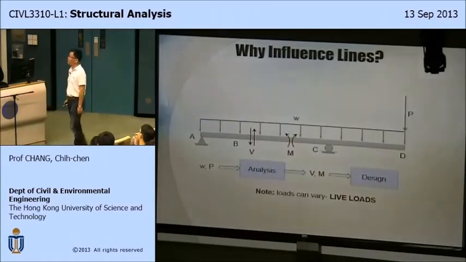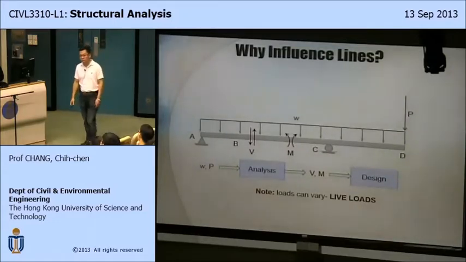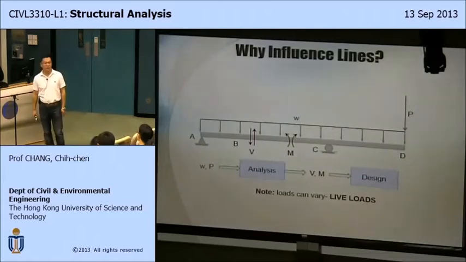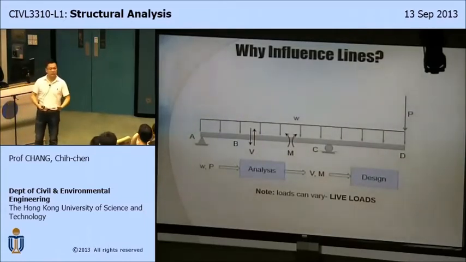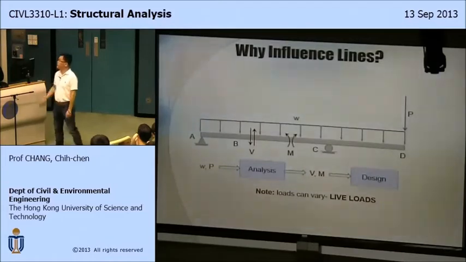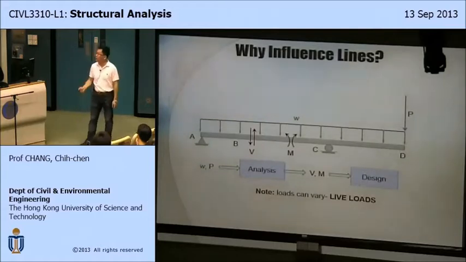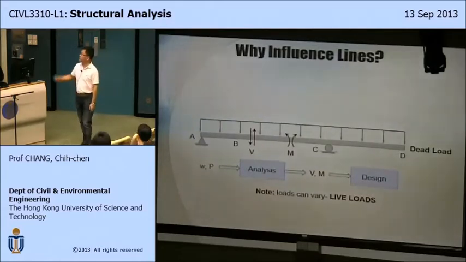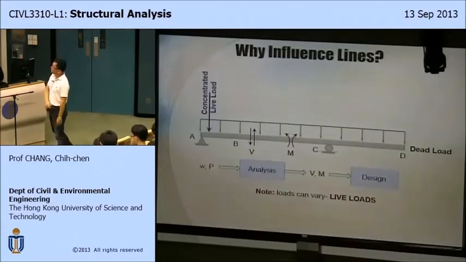But unfortunately, that hope is not realistic. It's not sufficient. Because we know from the first chapter, the structure is designed against not only dead loads, which are kind of fixed patterns of loading, but also against live loads. So we need to consider live load as well in our design and analysis. So what is live load? Dead load is imposed, never changes, with magnitude and distribution fixed. But live load is different.